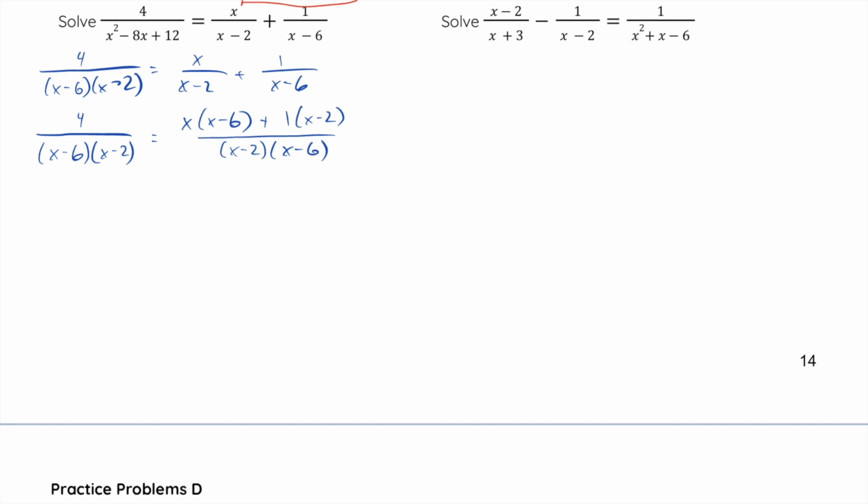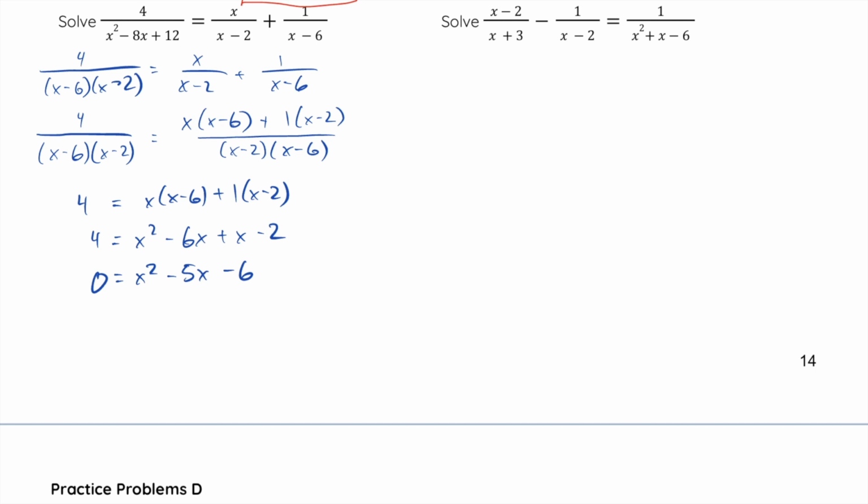And if the denominators are the same on both sides of the equal sign, that means that the numerators are equal. So we can think of this lots of different ways, but ultimately we could write this as 4 equal to x times x minus 6 plus 1 times x minus 2. And then we'll expand this out, x squared minus 6x plus x minus 2. And then I will have 0 equal to x squared minus 5x minus 6.